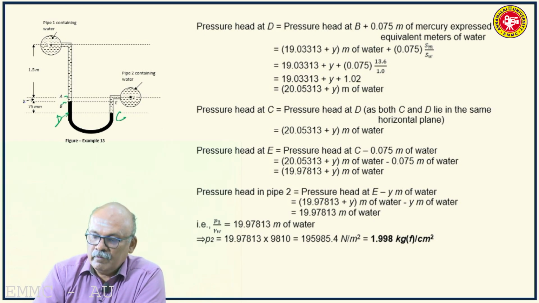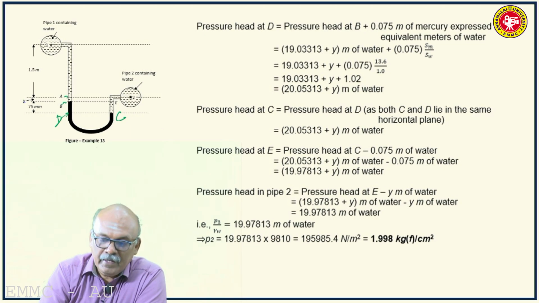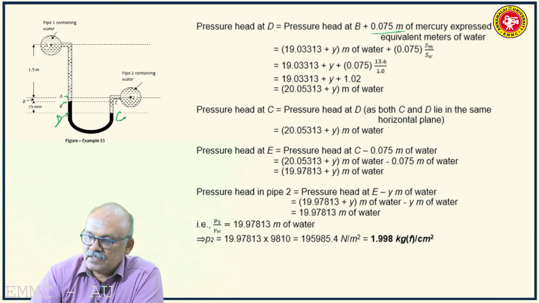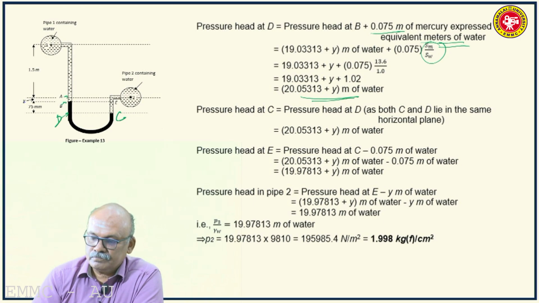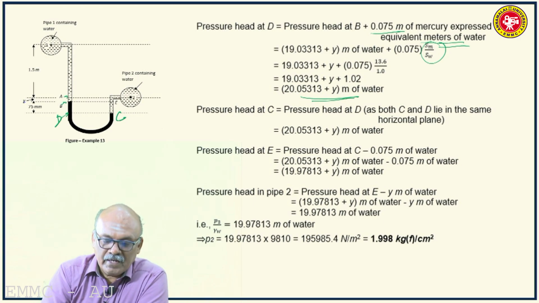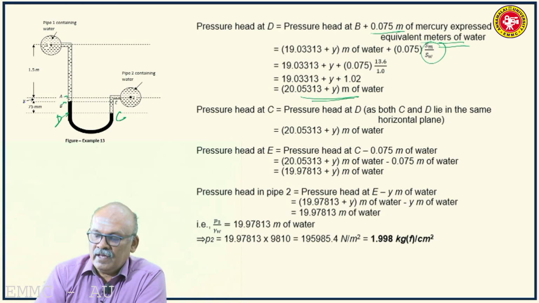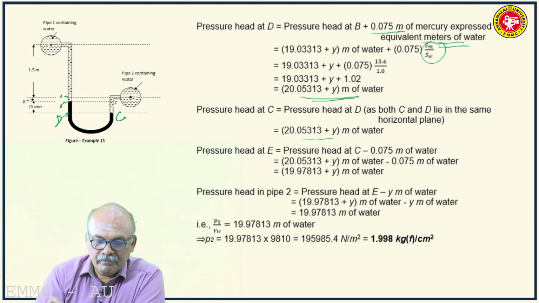So, pressure at D will be pressure at B plus what you have in the column BD, it is 0.075 meters of mercury expressed in equal meters of water. So, 0.075 meters of mercury has to be converted into equal meters of water. So, S mercury by SW, you get this much. Then pressure at C. C and D are in the same plane. So, pressure head at C will be equal to pressure head at D.